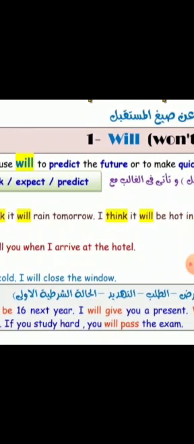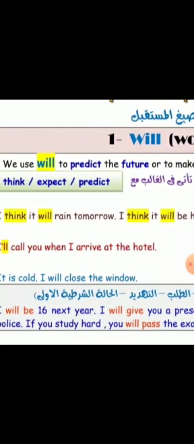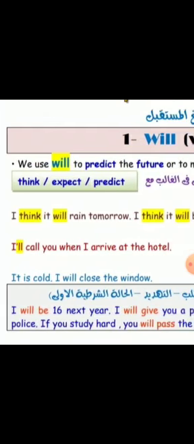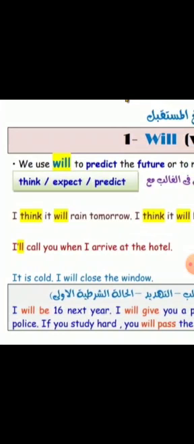Number three, promises and threats. When I promise you and also when I threaten you. Like, if you get high marks, I will get you a present. This is a promise. If you don't do your homework, I will punish you. This is a threat.